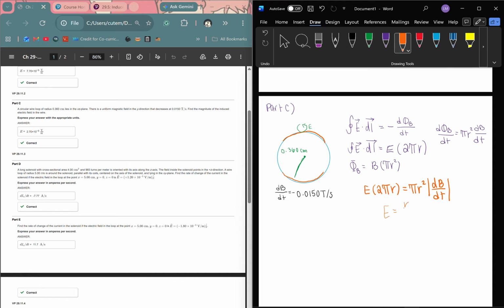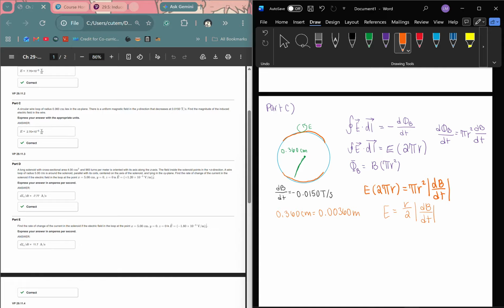E equals r over 2, times dB over dt. So that's the new formula. Now we convert the radius, 0.360 centimeter, into meters, so 0.00360 meters. I'm converting centimeters to meters because all the quantities should be in SI units.